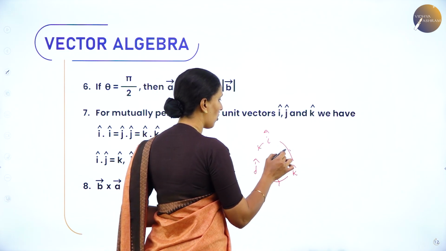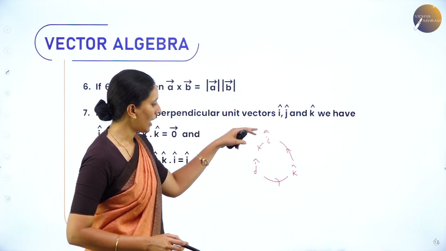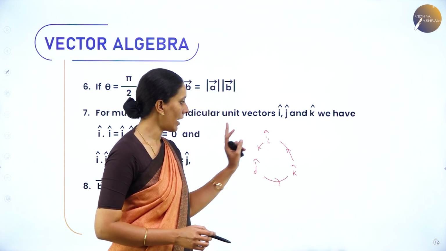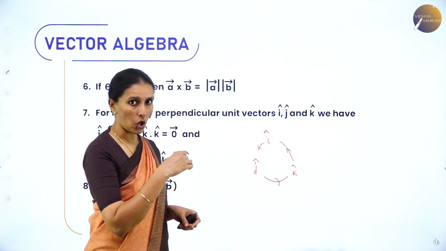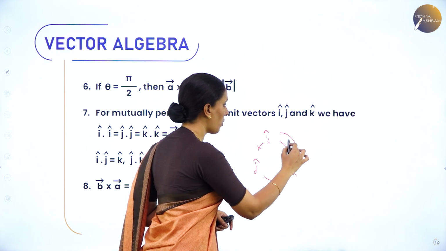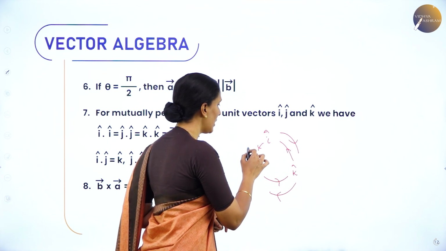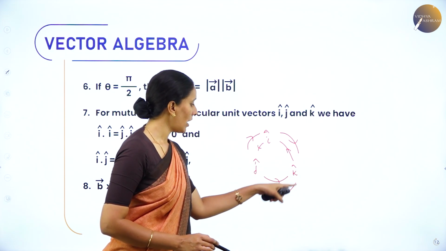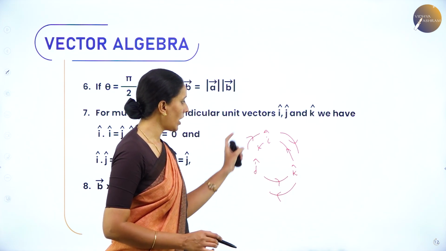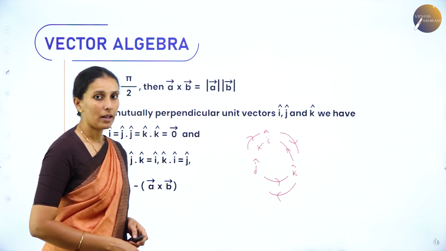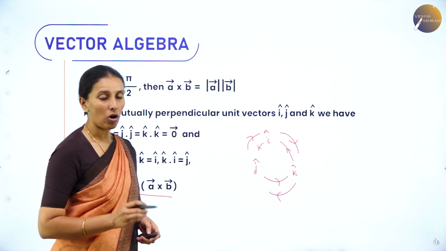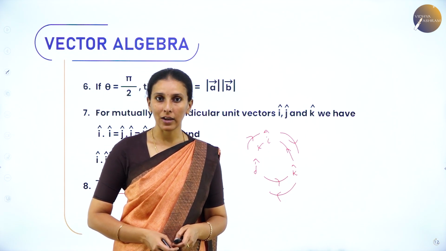If we take the cross product of these vectors, then i cross j gives k, k cross i gives j, j cross k gives i. So this is in the anti-clockwise direction. If we take this product in the clockwise direction, then it will be in the negative form. That is, i cross k is minus j, k cross j is minus i, j cross i will be minus k. The last thing is, vector b cross vector a is always the negative of vector a cross vector b.